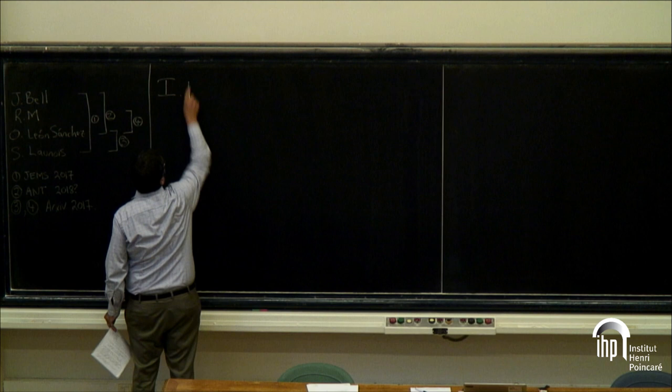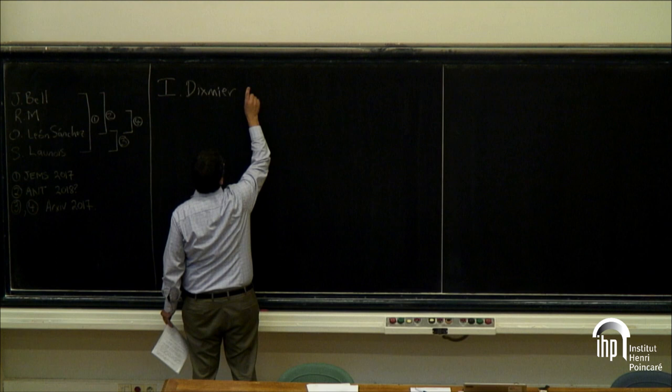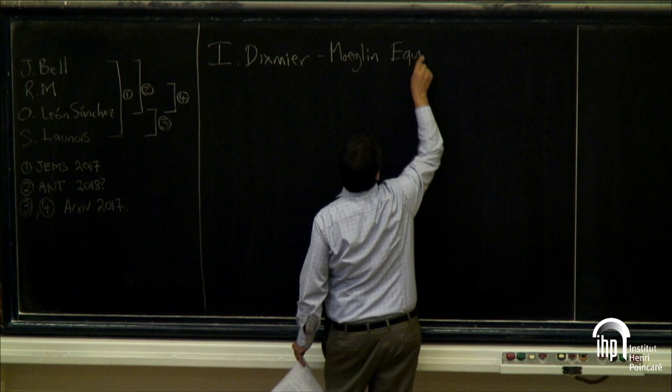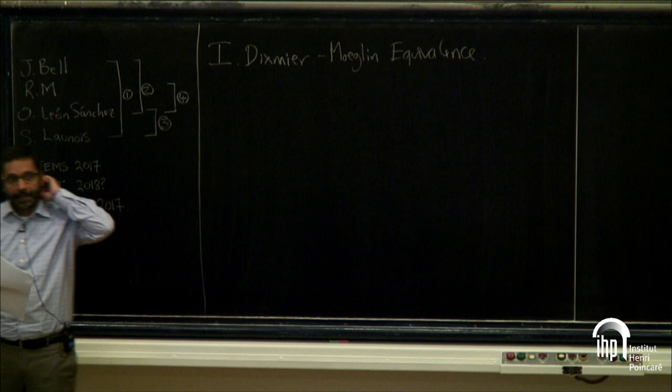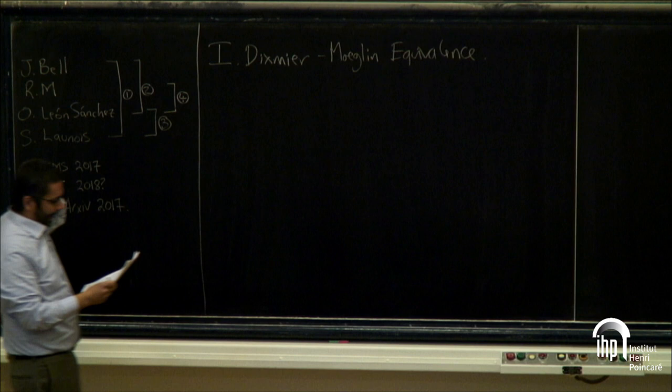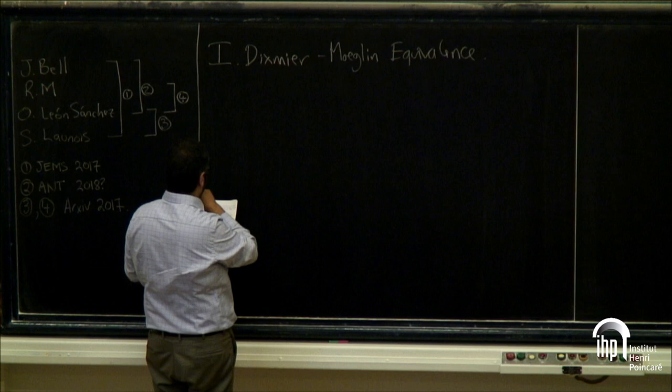the problem, the algebraic problem. So this is the Dixmier-Moeglin equivalence. This is a problem in noncommutative algebra, and despite being involved for several years now, I still don't consider myself an expert. But here's what the problem says. The issues are relatively easy to describe.